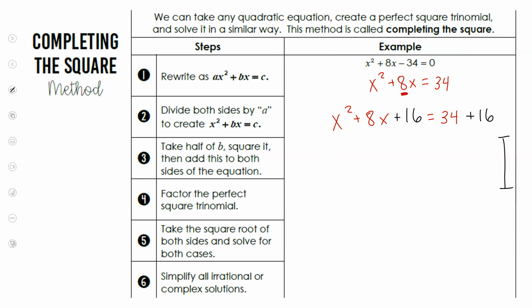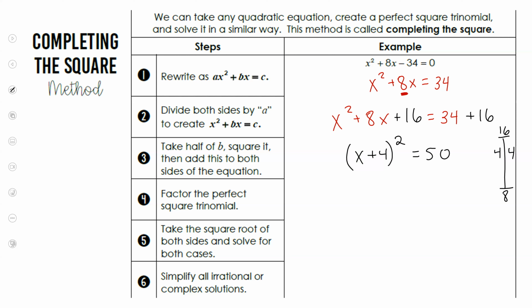I need two numbers that multiply to give me 16 and add to 8. What are they? 4 and 4. 4 times 4 is 16. 4 plus 4 is 8. So I get my perfect square over here. I'll get x plus 4 squared on this side. And then I can just add this side together. 34 and 16 together is 50.